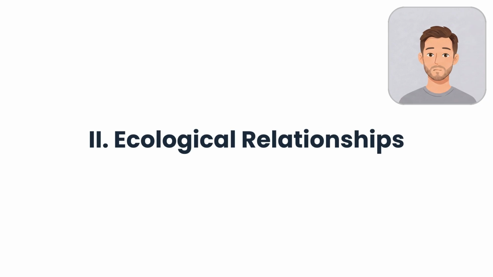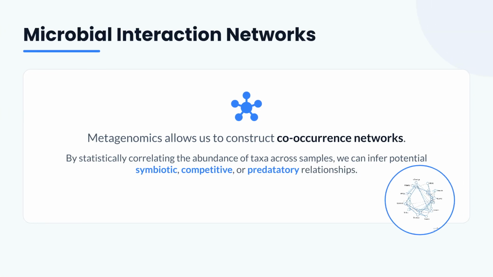The second objective focuses on ecological relationships. Metagenomics helps construct co-occurrence networks. By correlating taxa abundance, we infer potential symbiotic, competitive, or predatory relationships within the microbial community.